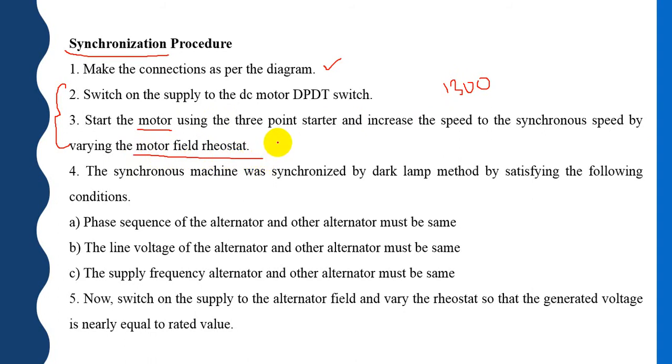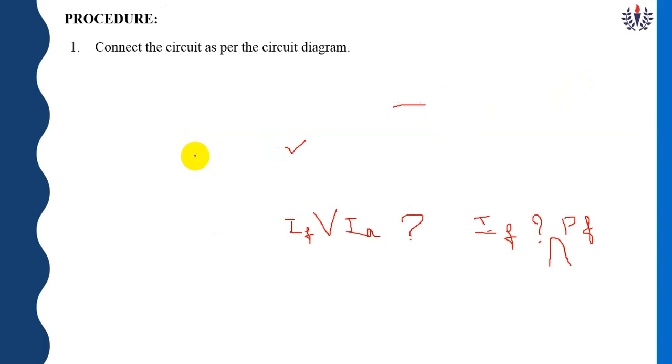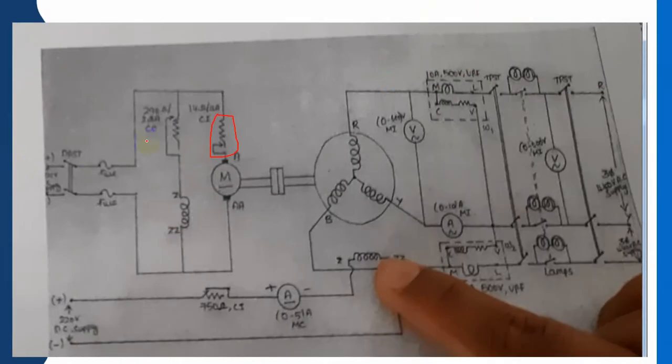Motor field rheostat. One rheostat is at the armature, one rheostat is the field. So vary the motor field rheostat so it reaches the synchronous speed. What is the synchronous speed? We observed while taking nameplate details that it is 1500 RPM. We have to adjust the field rheostat until it reaches 1500 RPM. Here, vary this rheostat until you get 1500 RPM.